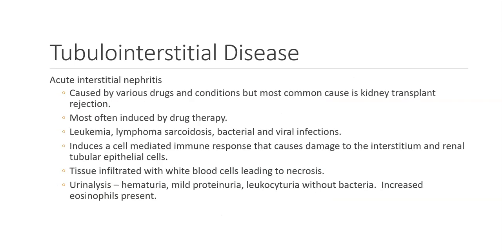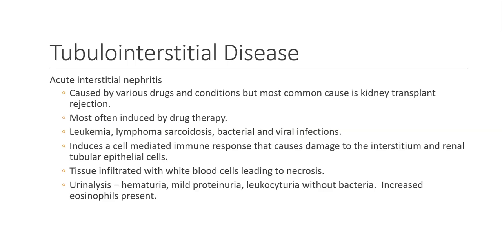Acute interstitial nephritis, this is caused by various drugs and conditions, but the most common cause is kidney transplant rejection, and it's most often induced by drug therapy. Once you have a kidney transplant, for the rest of your life you are on anti-rejection drugs. And there is no drug that does not have some type of secondary bad effects. So this is one of them.